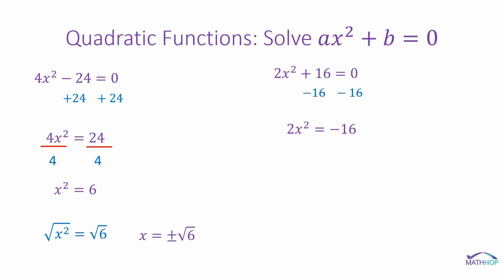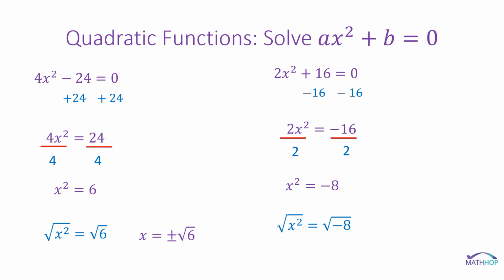We can kind of see where this is going and that we're going to get an imaginary solution here. But let's follow the steps. The opposite of multiplying by 2 is dividing by 2. So let's divide both sides of the equation by 2. Doing so gives us x squared equals -8. Now we can take the square root of both sides. When we do so, we get the square root of x squared equals the square root of -8.